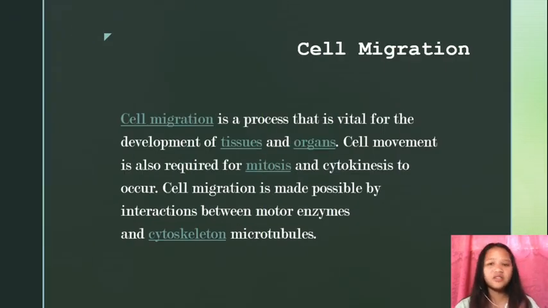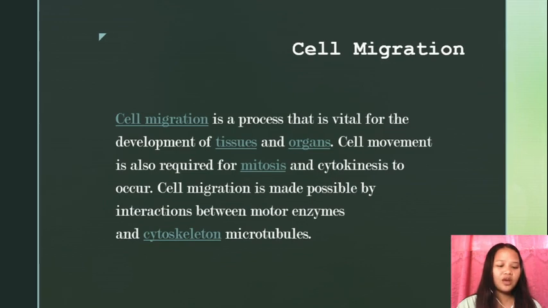And then we have cell migration. Cell migration is a process that is vital for the development of tissues and organs. Cell movement is also required for mitosis and cytokinesis to occur. Cell migration is made possible by interactions between motor enzymes and cytoskeleton microtubules.